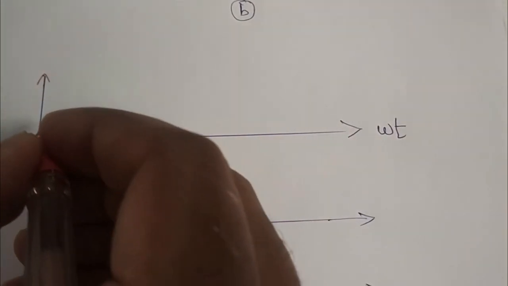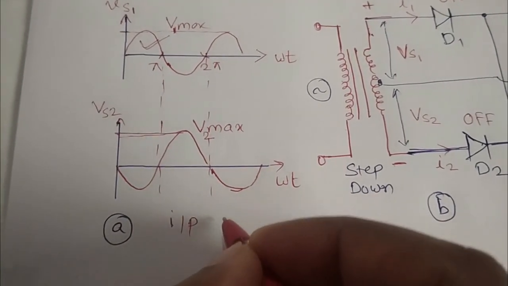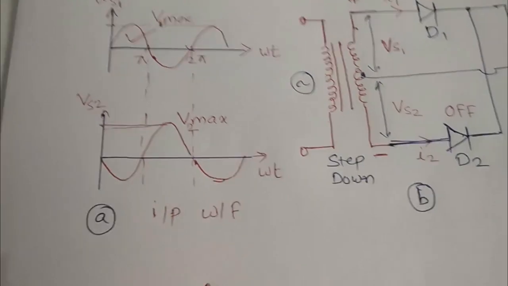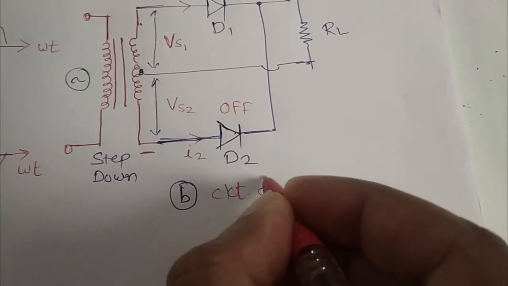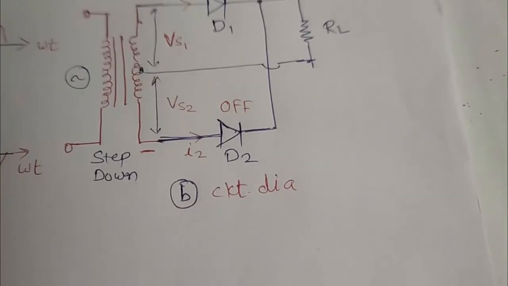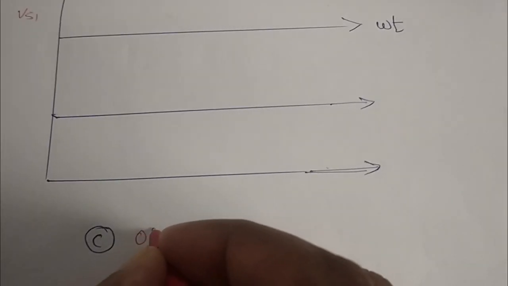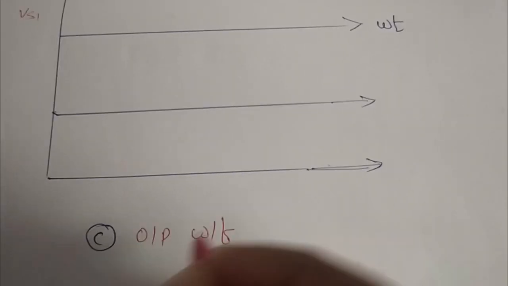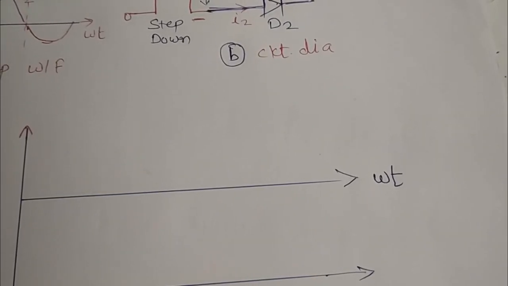Here this is for VS1. So this part, diagram A, is our input waveform, right? Diagram B is our circuit diagram, and say this is C, the output waveforms. Like this only we have to answer in the examination, with proper circuit diagram and waveform. So for VS1 we get output current.